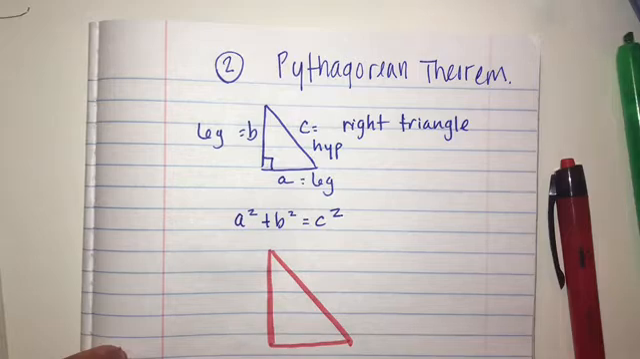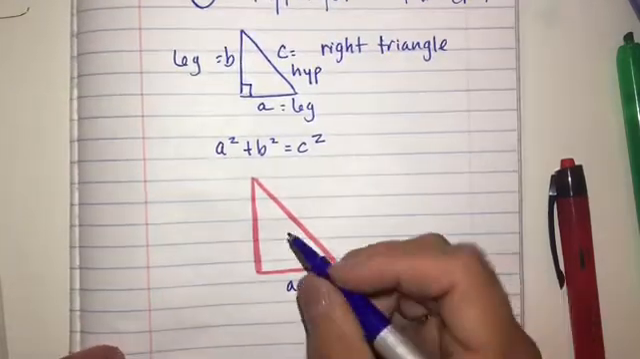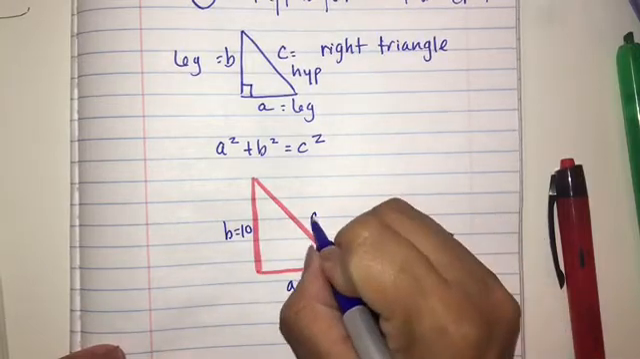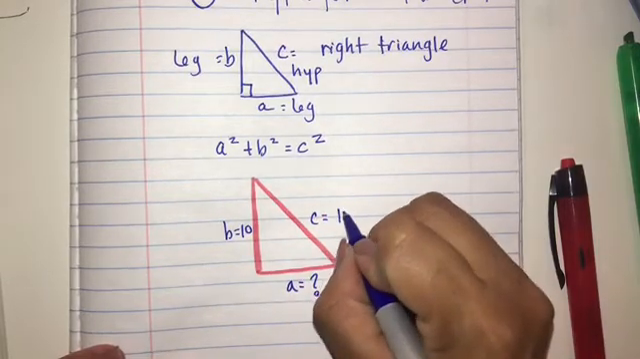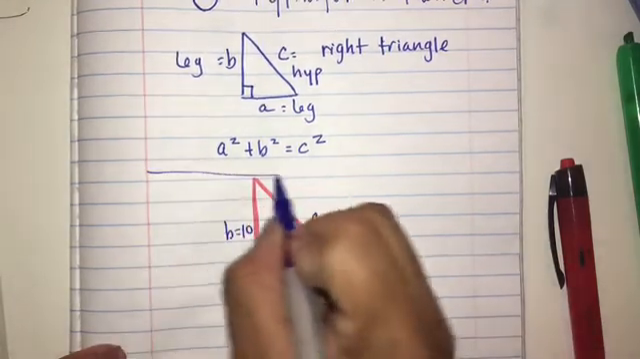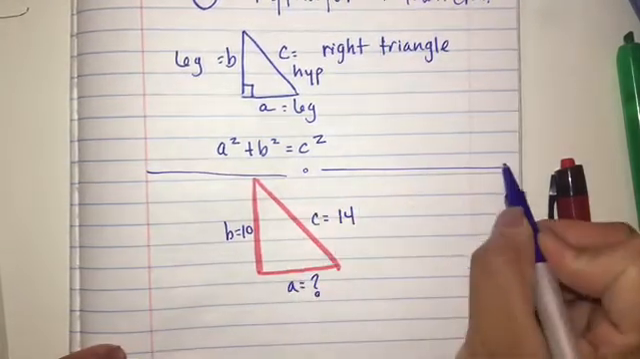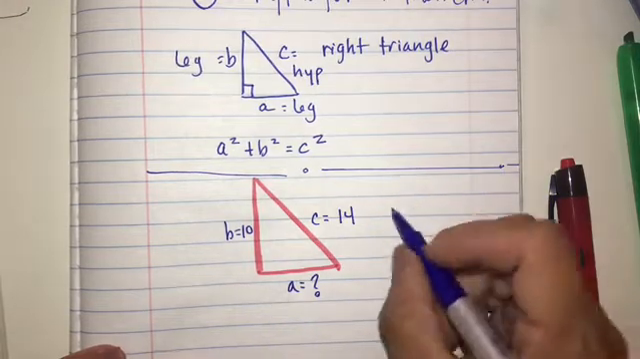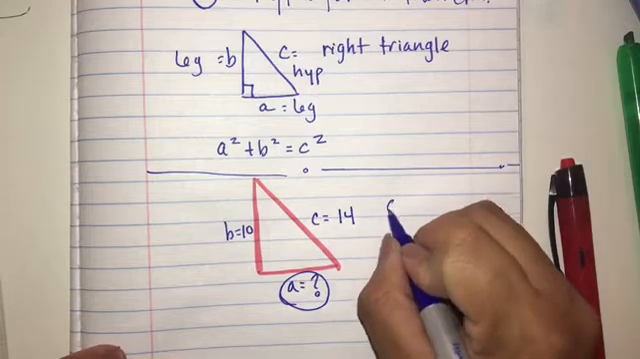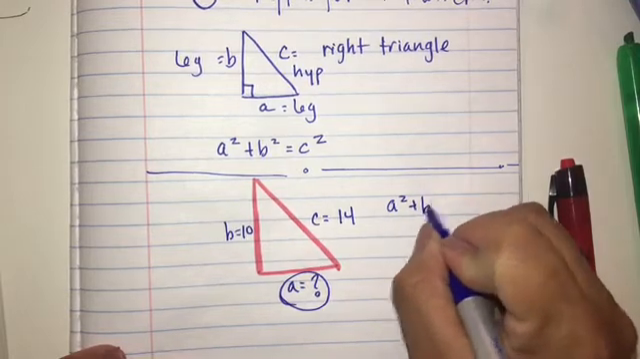So if I have the leg, let's call this A, and this is our unknown. And then we have leg B, which is equal to 10. And then the hypotenuse, this length is equal to 14. We're not particularly worried about the units. So let's go ahead and solve for A. I'm going to use Pythagorean theorem.